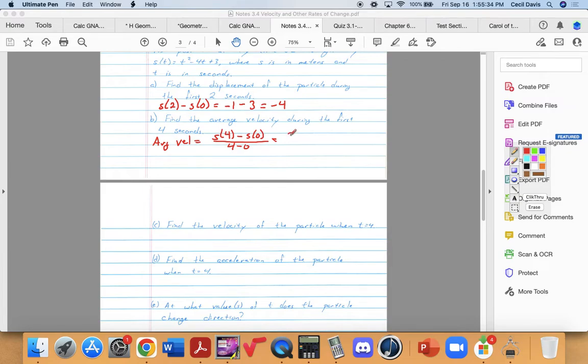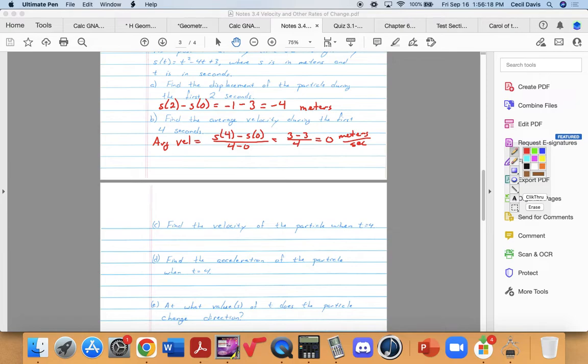S at 4, again, I'll just do that in my head, that's 3. S at 0, also 3, over 4 is 0. And I didn't put my units back here. This was meters, and this is meters per second. And you may be going, how can the average velocity be 0? Well, if I start and end at the same place, my displacement is 0, so my average velocity is 0. When you swim a lap in a pool, your average velocity was 0. Your average speed was something more than that.